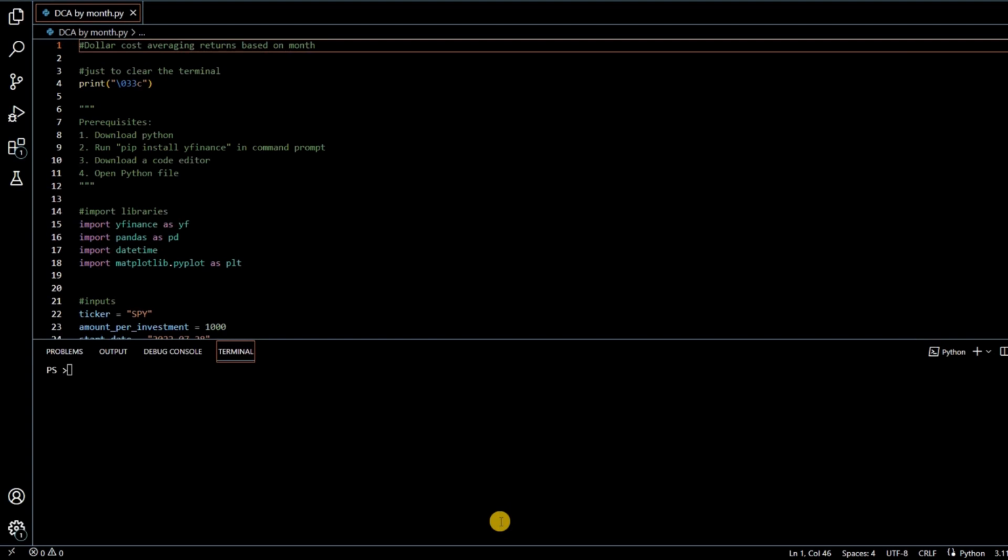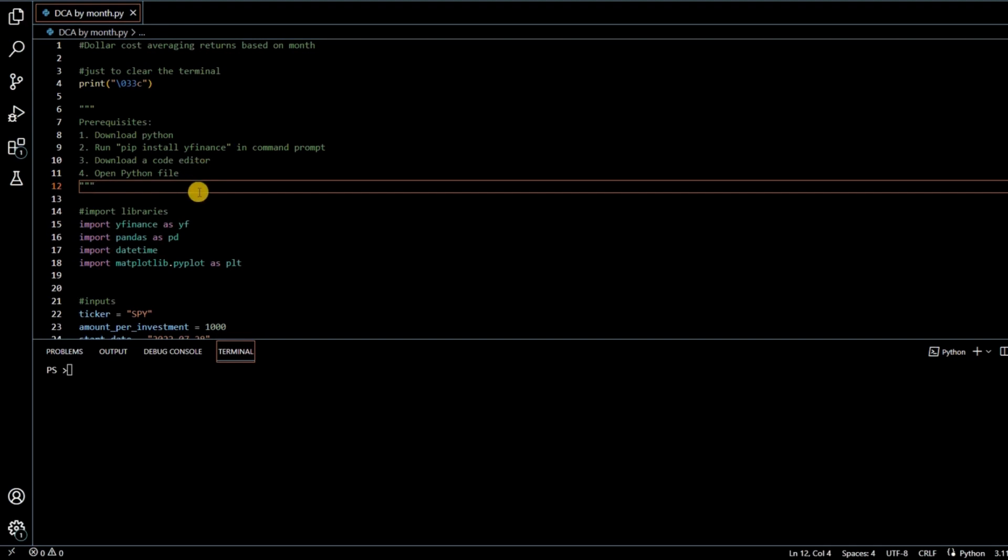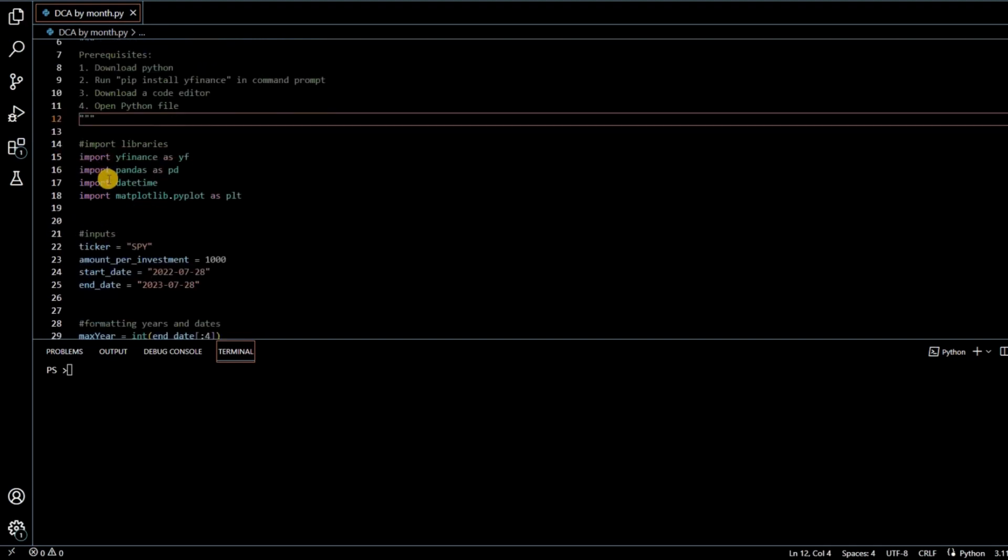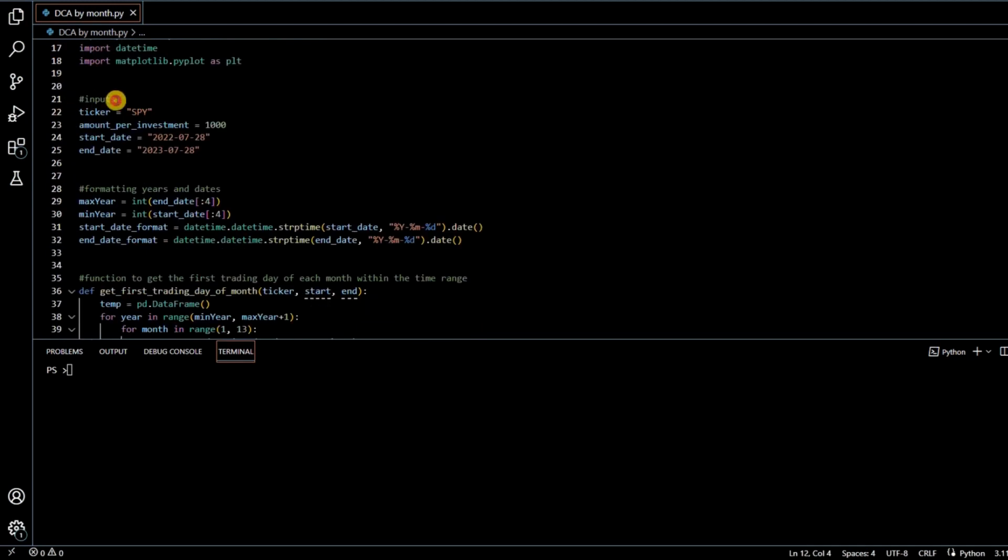I'm going to start by quickly going through the script I wrote and explaining what it does, and then we'll jump into the actual results. Right up here at the top is just a couple of comments, more so for myself, and some instructions on downloading the script and running it. Here I have all of the libraries that I've imported. Then in this section I have the inputs.